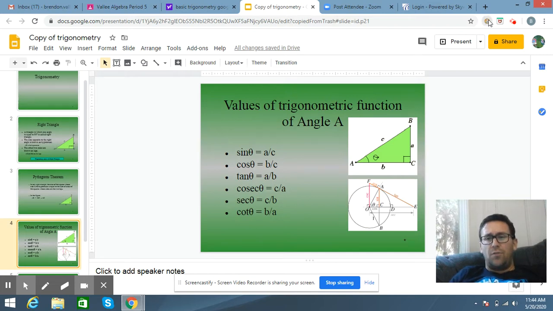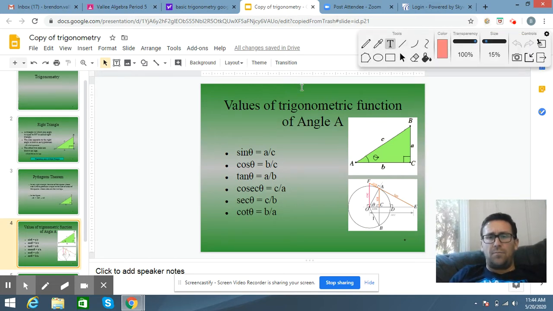So something that you've heard before, I'm sure, is SOHCAHTOA. Sine is opposite over hypotenuse. So if I look at this symbol right here, that's called theta. That's the angle I'm looking for. The side opposite theta is A, and then the hypotenuse is C because C is the longest side. It's the side opposite the right angle. SOH.